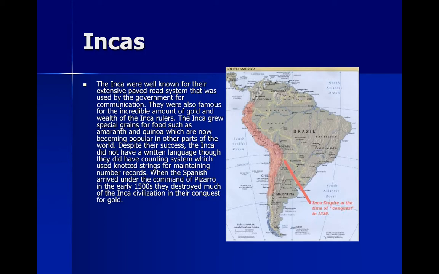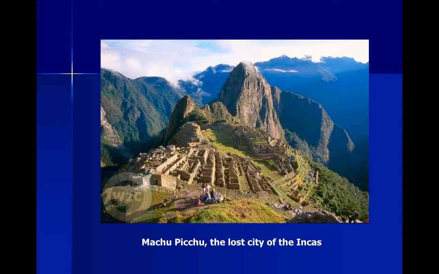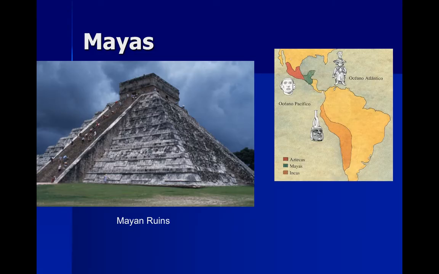Eventually, it's those roads that the Europeans are going to come and they're going to take and they're going to get after their gold, and they're going to take those roads and they're going to attack the Incas. But for a long time, the Incas were strong in that territory. Machu Picchu, the lost city of the Incas, city that they built.